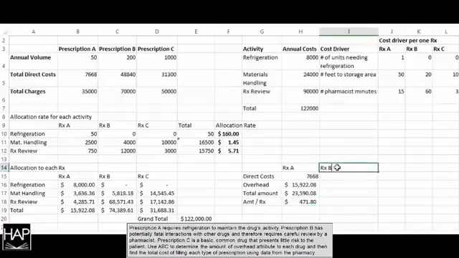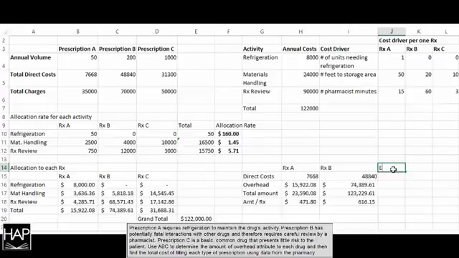For prescription B, the direct costs given to me are $48,840. The overhead costs I calculated here to be $74,389.61. And so the total amount will just be the direct costs plus the overhead. And again, the amount per prescription is equal to the total amount divided by the volume of that prescription filled, which is 200. So it's $616.15 to fill prescription B.